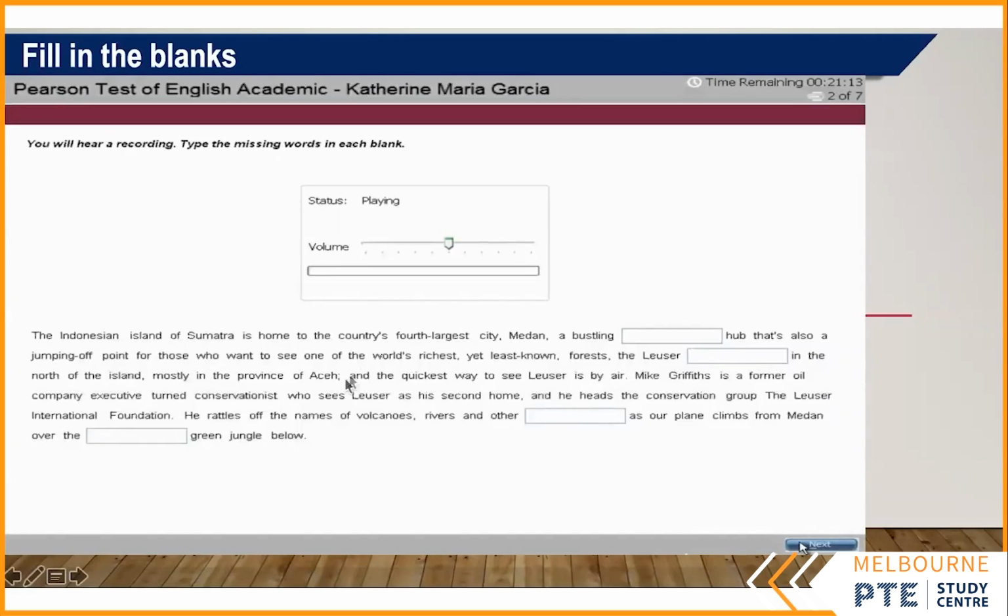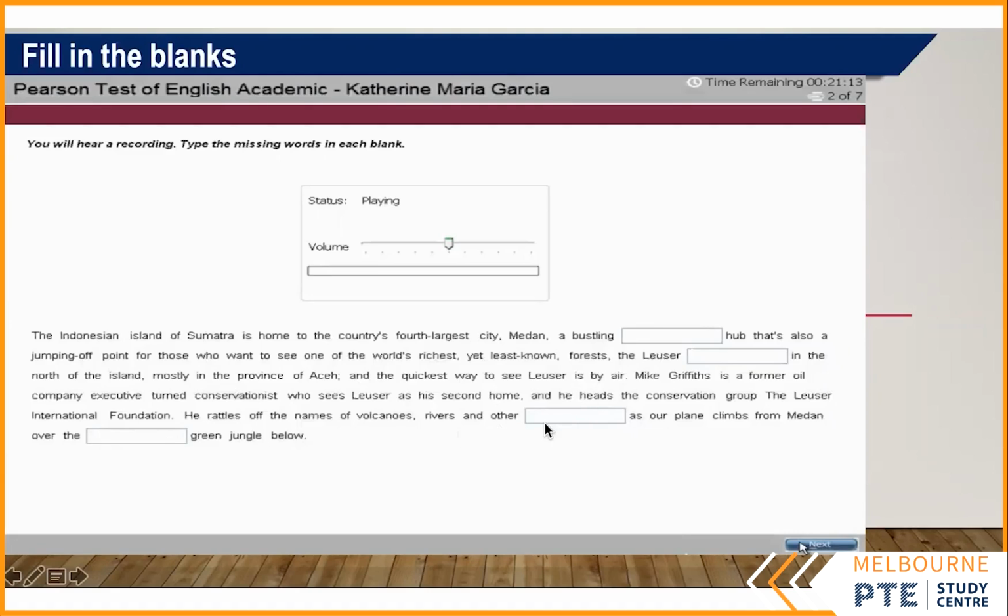So I don't need to look at any of these. I'm just going to wait for volcanoes, rivers, and others. When I hear that, I know that blank will be mentioned, so I'll write it down and then the next one. Got it? Yep. Now, when I'm skimming through, do you notice that this blank and this blank are quite close to each other? Yes.